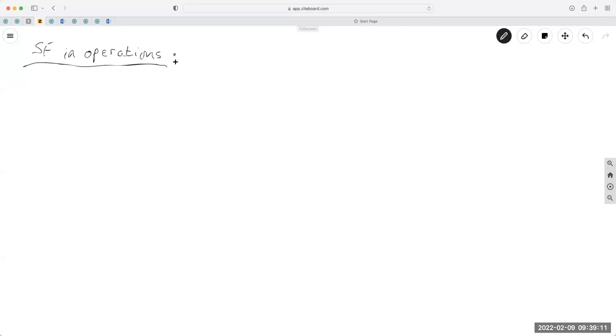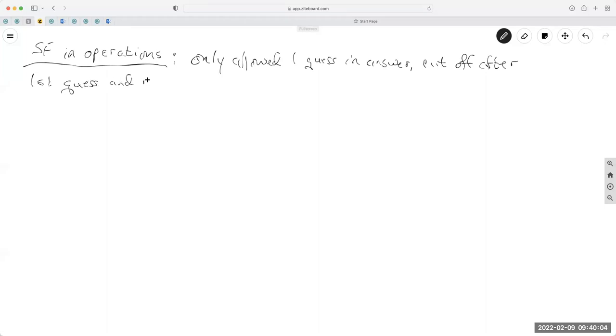All right, so the bottom line is this. When you are done, you're only allowed one guess in your answer. So remember, significant figures are all measured values plus one guess. So you're only allowed one guess in your answer, and therefore you have to round your answer appropriately. You round so there's only one guess. You cut off after the first guess and round appropriately.